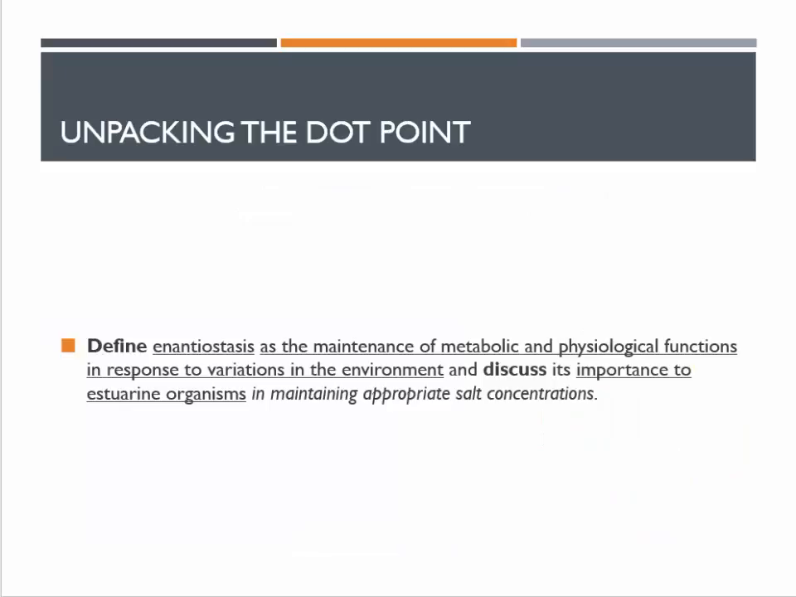The first dot point has a define verb in it. That basically means, almost word for word, you need to understand the definition of enantiostasis as the maintenance of metabolic and physiological functions in response to variations in the environment. We then need to be able to discuss this in terms of its importance to estuarine organisms. Estuarine organisms are organisms that live in estuaries, and we'll cover what they are in a moment. The context is that they use enantiostasis in order to maintain appropriate salt concentrations.